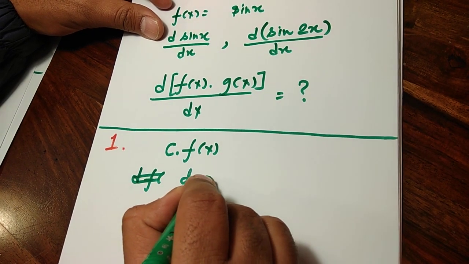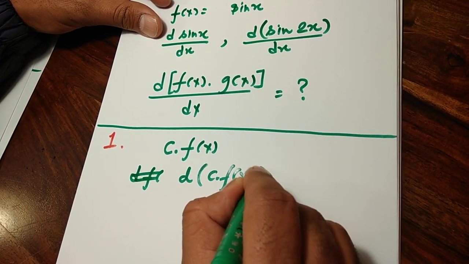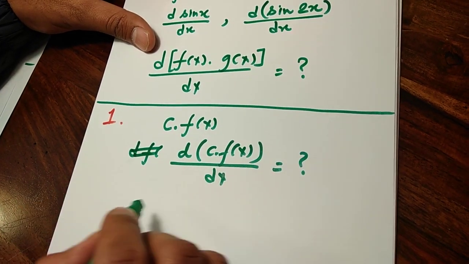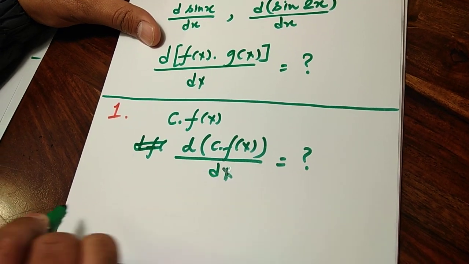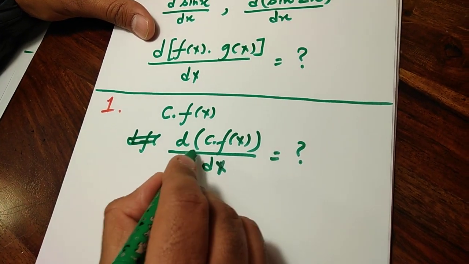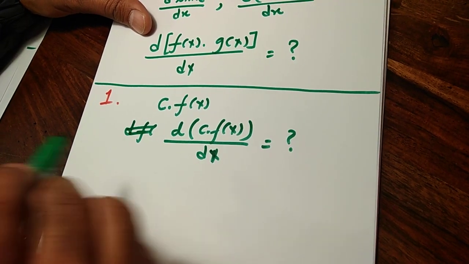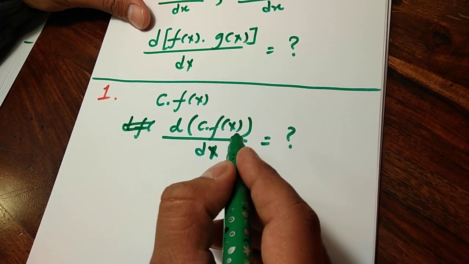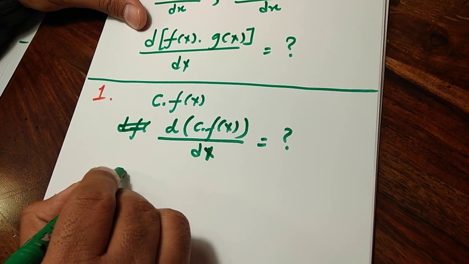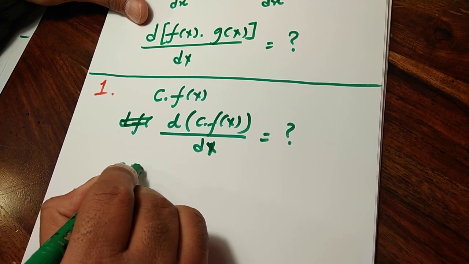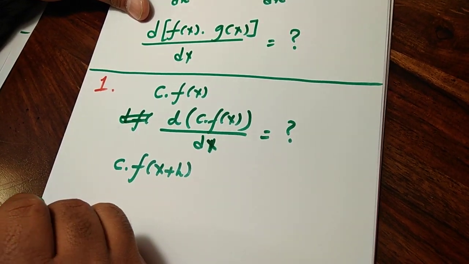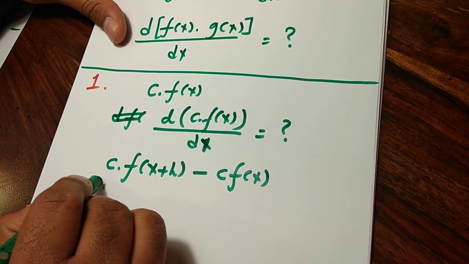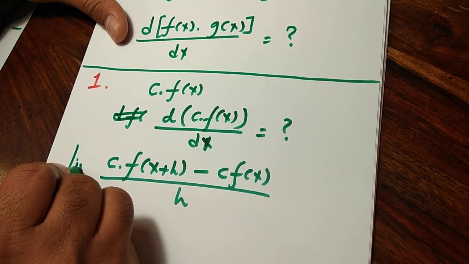d/dx of c times f(x). This is what I want to know. Okay, so let's apply our definition of derivative to this. Let's see. I should take the function at some x plus h. Your function is c times f, so the function at x plus h would be this, then minus the function at x, which is this, and then I should divide by h and take the limit as h goes to 0.